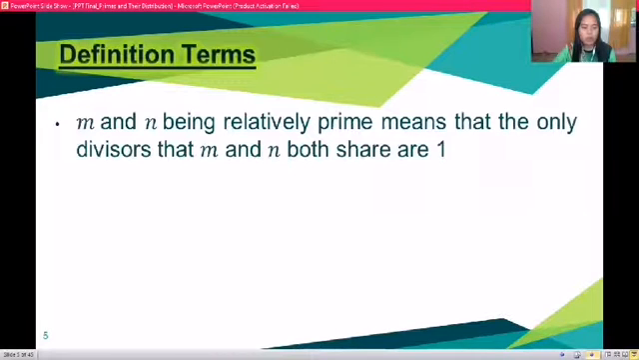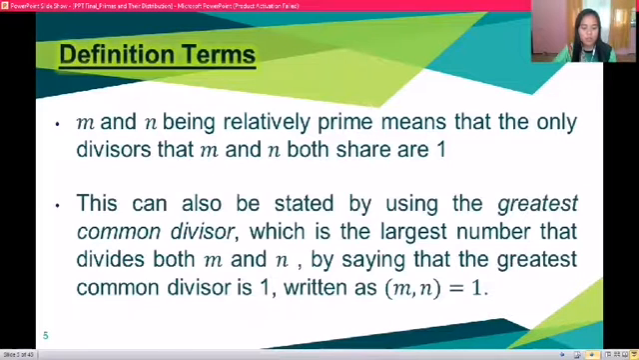Also, the notion of two integers m and n being relatively prime means that the only divisor that m and n both share is 1. This can also be stated by using the greatest common divisor, which is the largest number that divides both m and n, by saying that the greatest common divisor is 1, written as GCD(m, n) = 1.